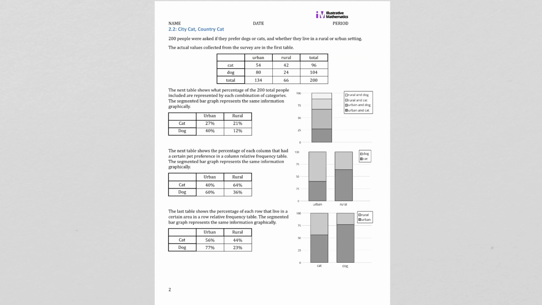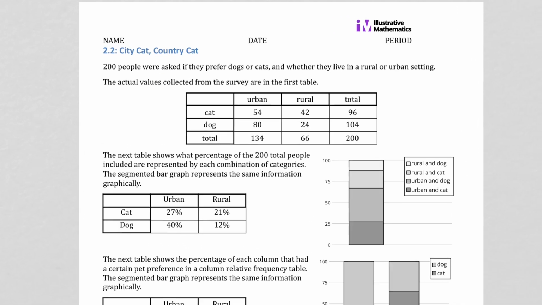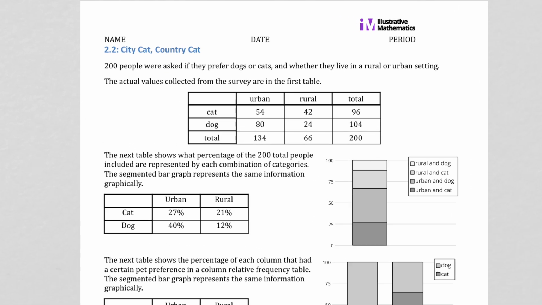So we have all of these tables and graphs. So we're looking at city cat and country cat. 200 people were asked if they prefer dogs or cats and whether they live in a rural or urban setting. The actual values collected from the survey are in the first table. So here are all of our values.